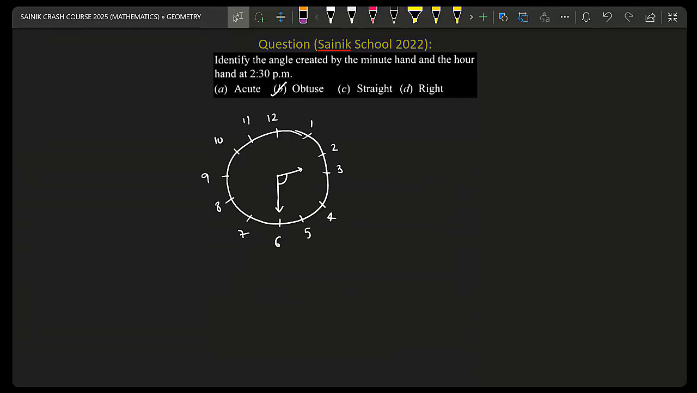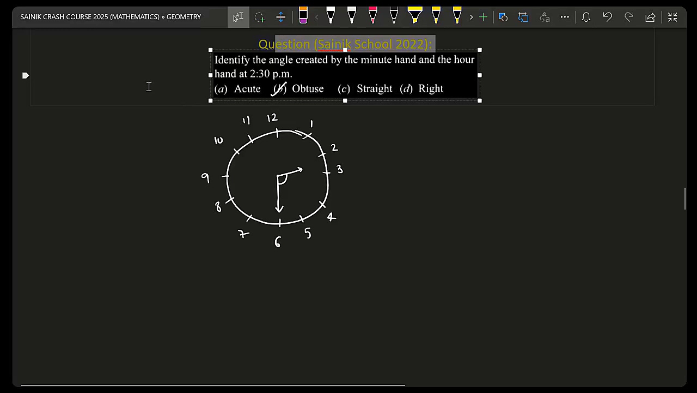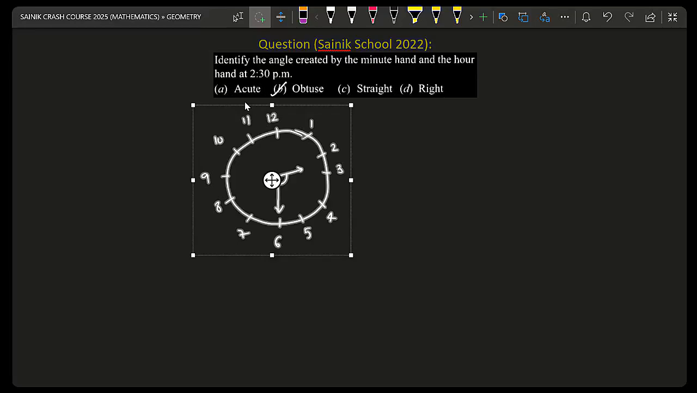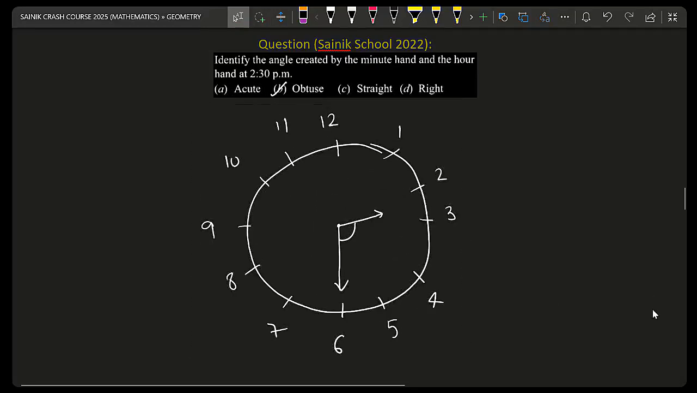Sir, you move somewhat down. It made a right angle, sir. Wait a minute, I will zoom this. Okay. Yes, Sriyansh, now you can explain.